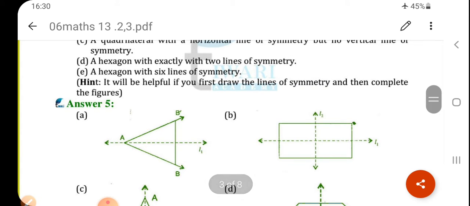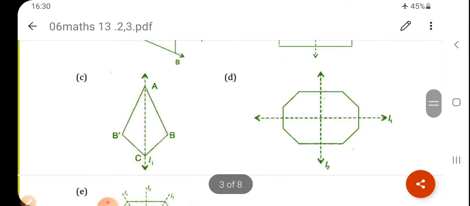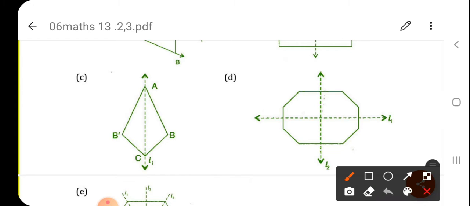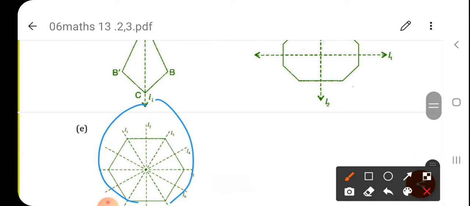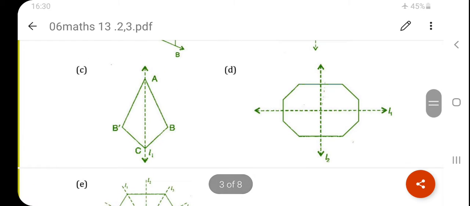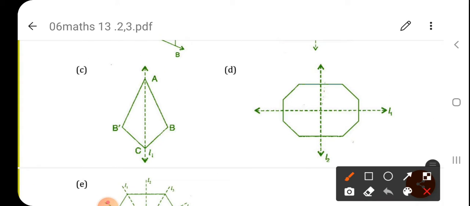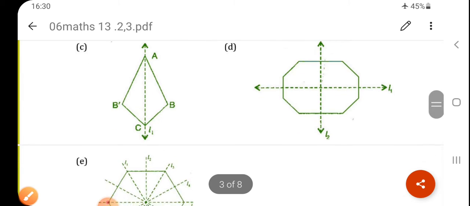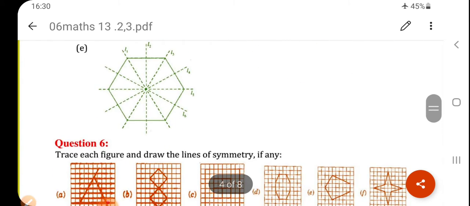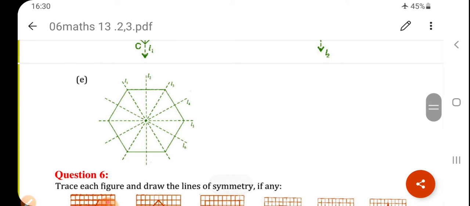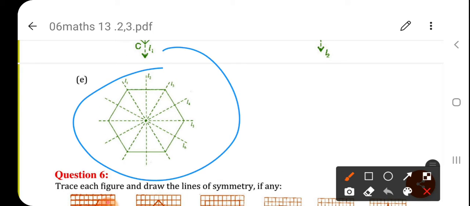Last one, D1. A hexagon with exactly two lines of symmetry. So here you have to draw an irregular hexagon, means not regular. In a regular hexagon, all sides are the same. So here you have to draw such a hexagon. 6 sides are there. So this kind of hexagon you have to draw. That's why you will have two lines of symmetry. And the last one, a hexagon with 6 lines of symmetry. So it's a regular hexagon. All 6 sides are equal. So you will have 6 lines of symmetry.